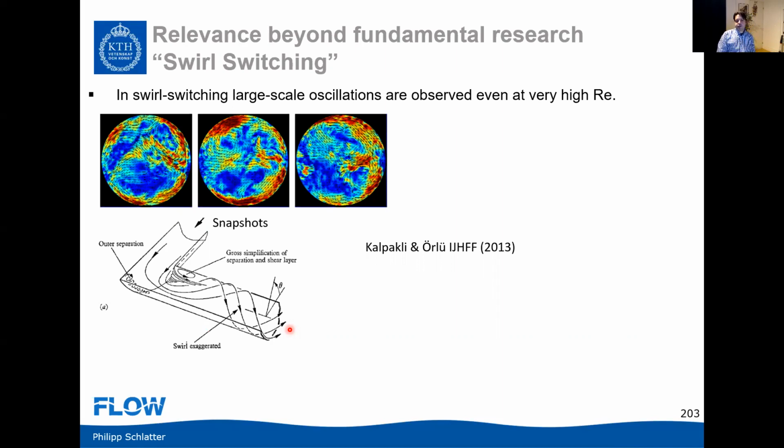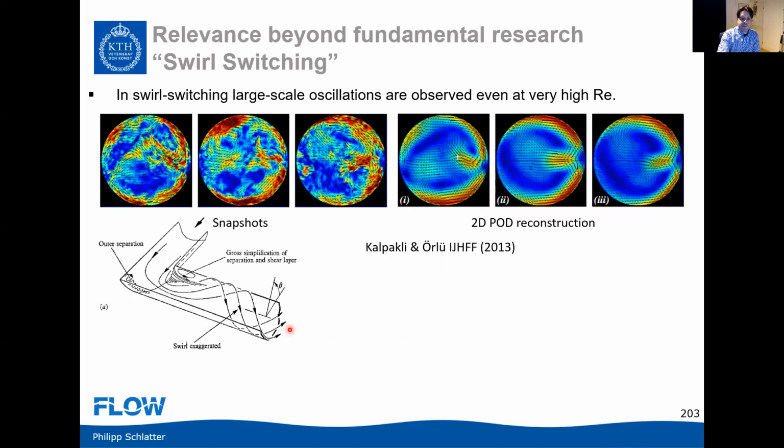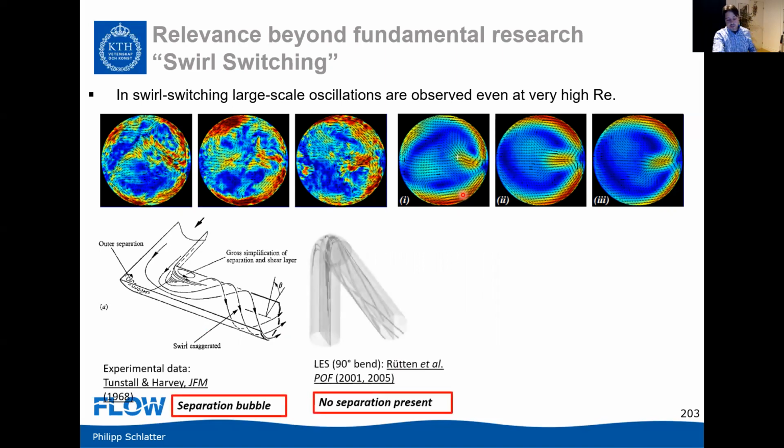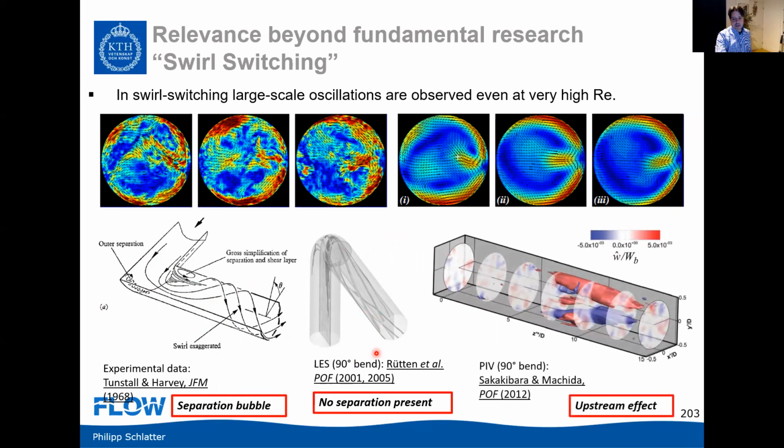It was termed swirl switching in the literature, because it meant that the swirl goes from one direction to the other at a reasonably low frequency. A number of experiments were performed, and they did some reconstruction with POD so that you could see this changeover of the swirl from one direction to the other. There were also some different explanations in the literature. First, it was said that it's because you have a separation bubble, which then becomes unstable. But then some simulations showed that there is no separation bubble. And then people thought that it may be related to the large-scale structure of the upstream flow.